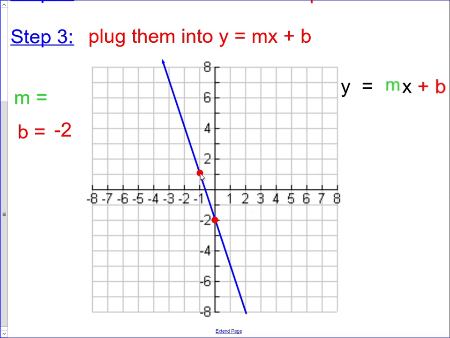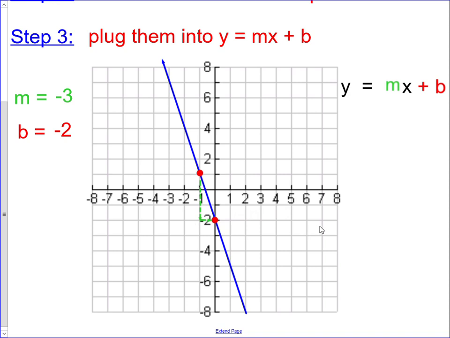Now to count slope, we need to see how far up or down, then left or right we go to get to the next point on our line. In this case, we would need to go down 3 and 1 to the right, which would be -3 over 1, which will simplify just to -3. So we have a slope of -3 and a y-intercept of -2.